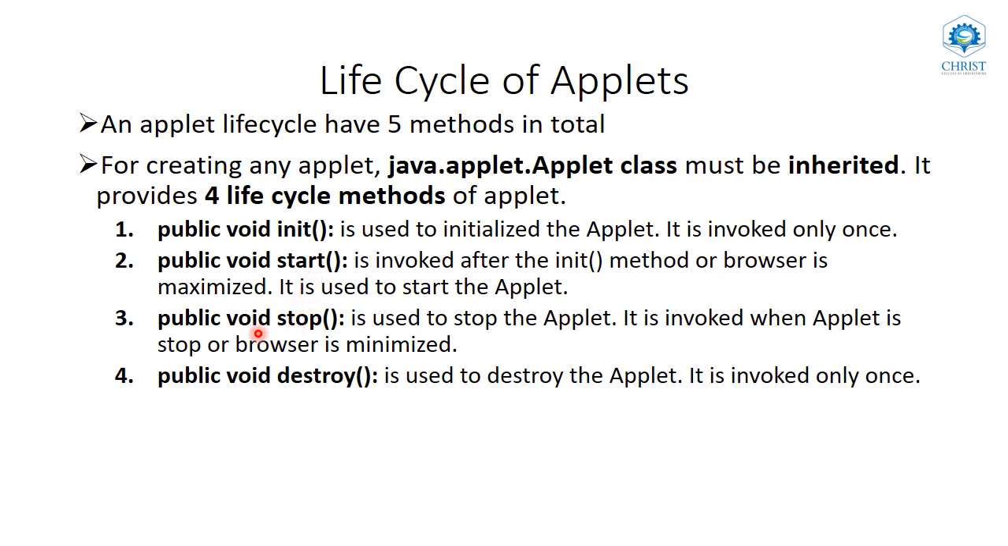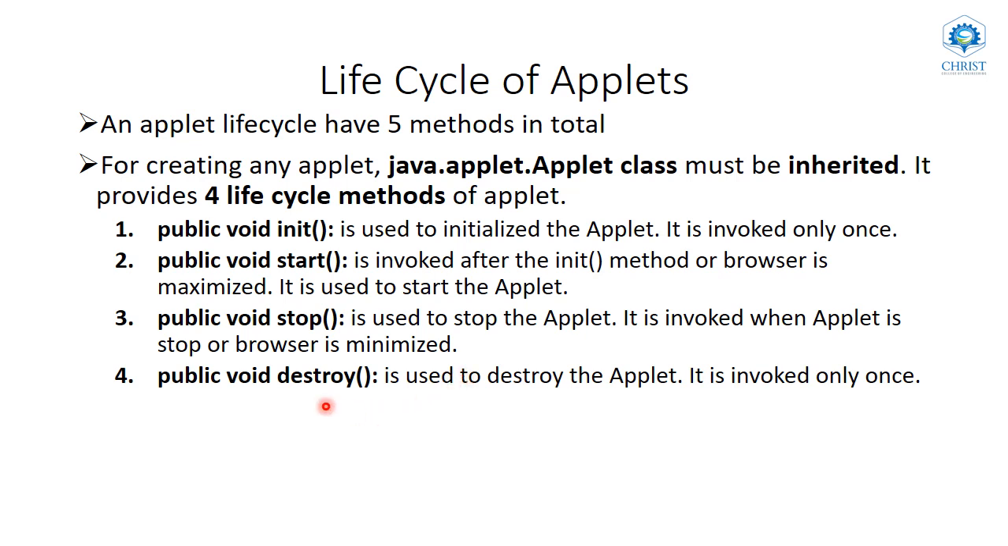Then comes the stop. Suppose we are using a browser, say Mozilla Firefox, and we want to do something else, so what will we do? We'll switch the window, or we will minimize the browser, right? At that time the applet should not be closed, but it must be stopped for some time. When we minimize the browser, the stop method will be invoked. It is used to stop the applet, but it will not terminate or destroy the applet. It will just make the applet stop working. So it is invoked when the applet is stopped or the browser is minimized.